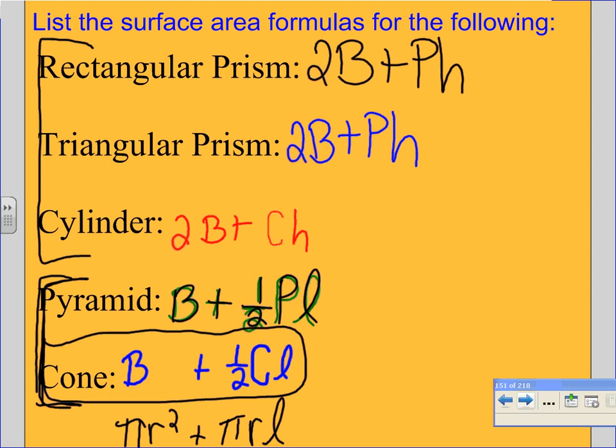So pyramid and cone go together, and then the first three, cylinder, triangular prism, rectangular prism, go together. You will see all of these again in geometry, so make sure you understand the formulas, you know how to use them, and yes, you need them for the quiz tomorrow.